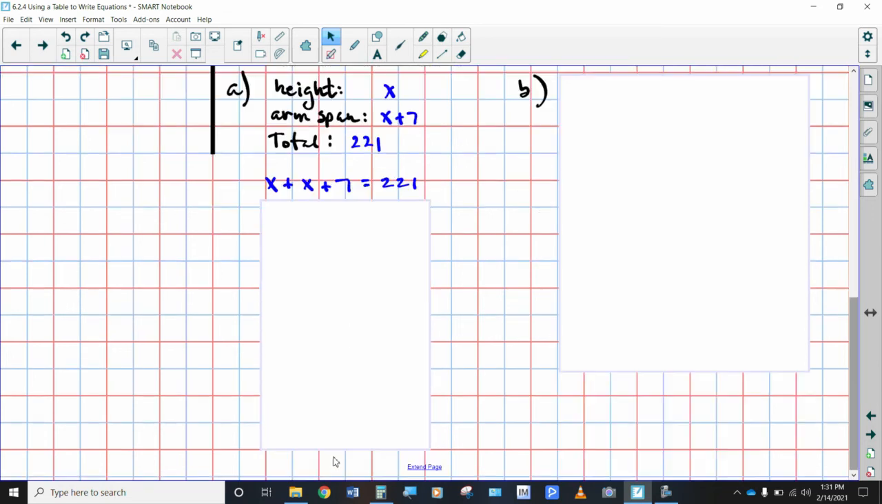So we'll set it up as an equation like this. Go ahead and solve this equation. I'll pause as you work through that, and then we'll check to make sure that the answer makes sense. All right, let's see how you did.